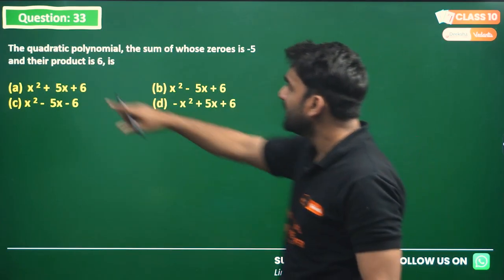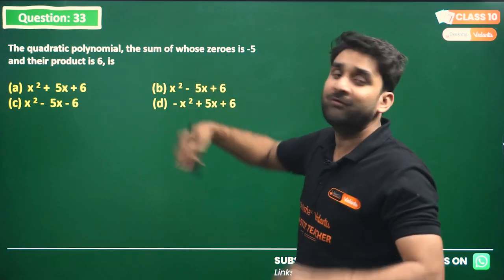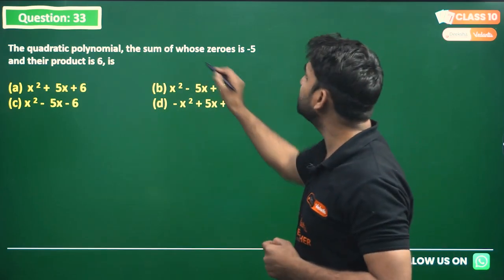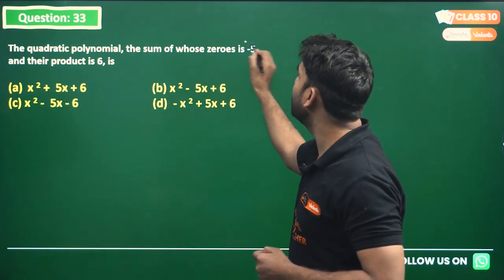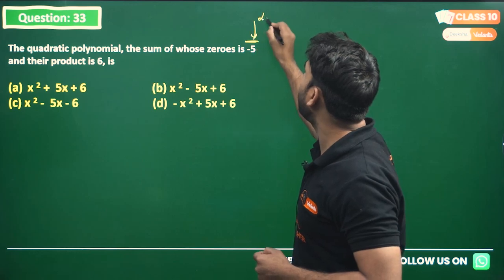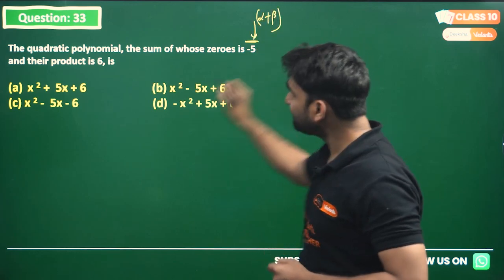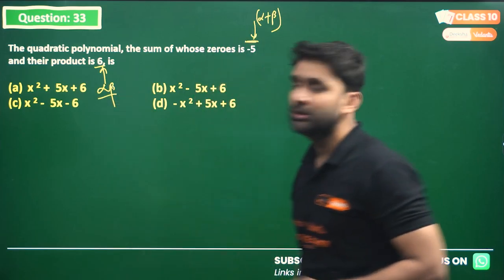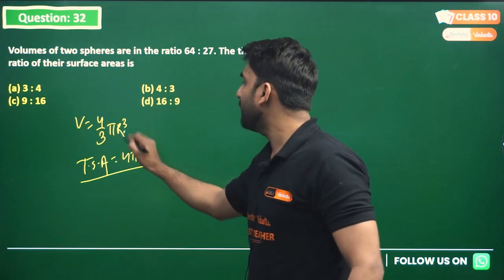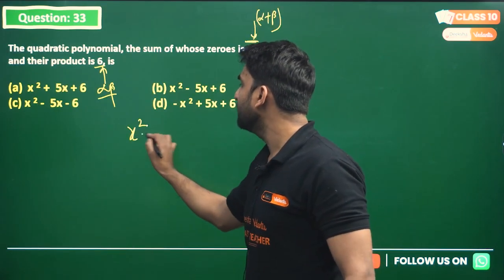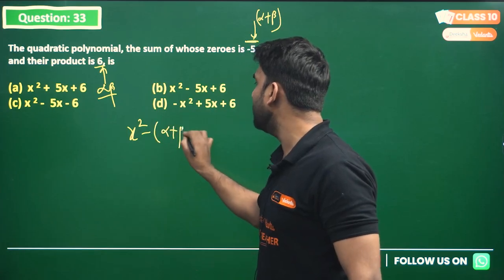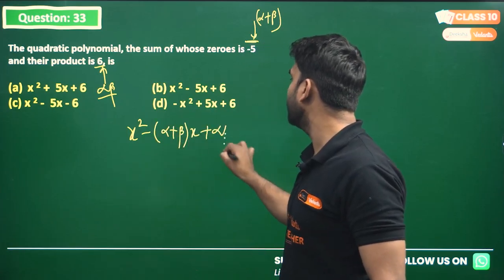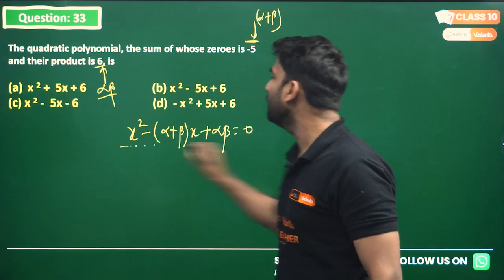Moving to the next question, the quadratic polynomial. We have to find the quadratic polynomial whose sum of zeros, meaning alpha plus beta, is given to you here, and this is the product of zeros, meaning alpha into beta, is given to you. So if you have the sum and the product of zeros, can't you find the quadratic polynomial? Yes, you can find it by using this formula. Look at the formula, my dear. By putting the values, you can get the result.